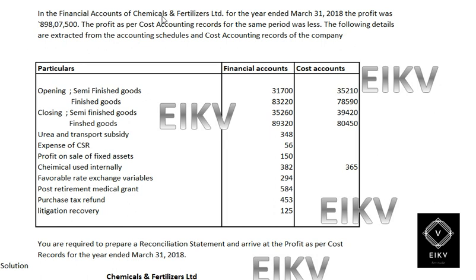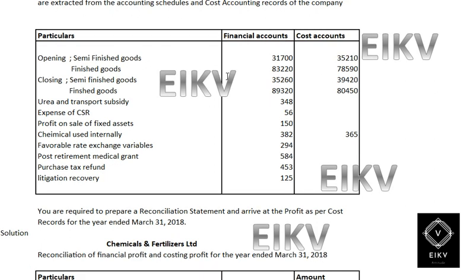So in this illustration, there is a company called Chemicals and Fertilizers Limited, which has a profit of rupees 8 crore 98 lakh 7,500. The following details are also given. So you need to make a profit reconciliation statement with this.